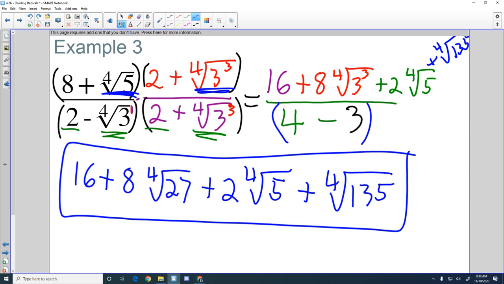Questions? I see some confusion on faces. Like for this final answer, it's right here. 4 minus 3 equals 1. And same thing, divide by 1. We don't need to write that divided by 1. And so technically, yeah, this whole thing is all over 1, but we don't need to write divide by 1. Other questions?